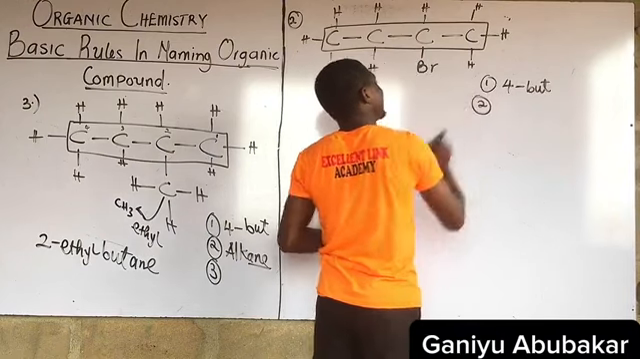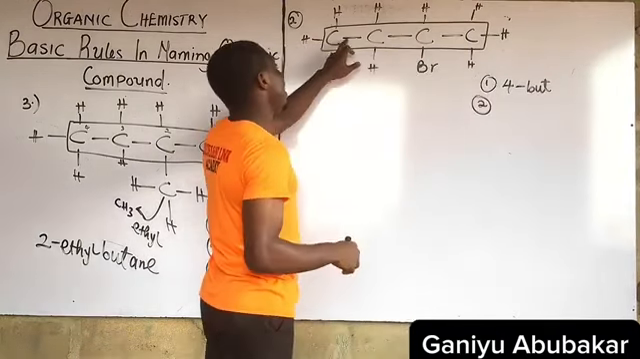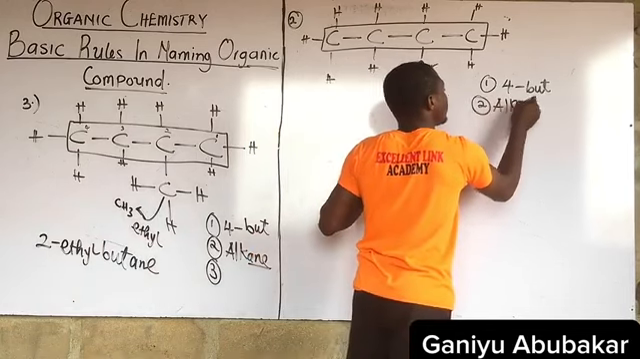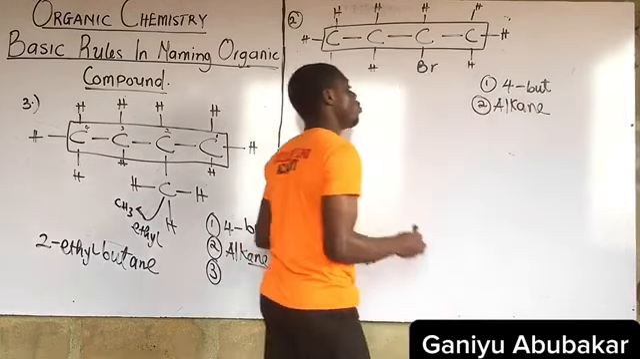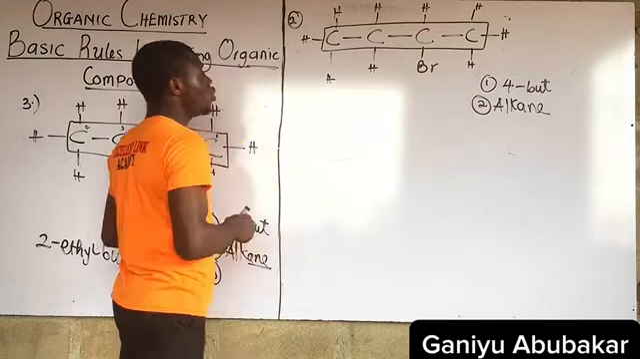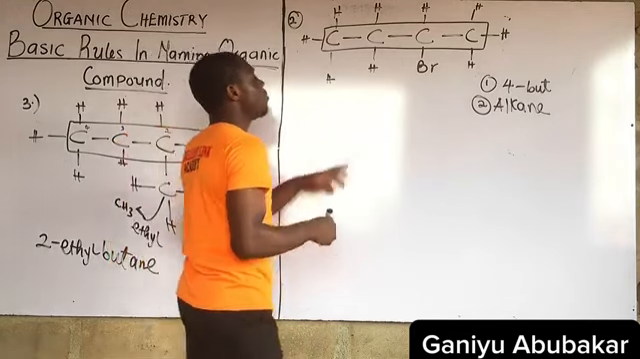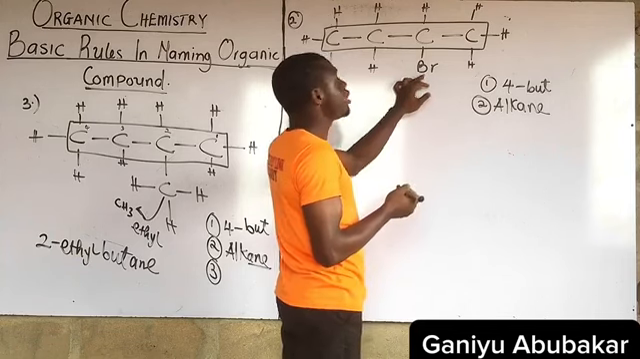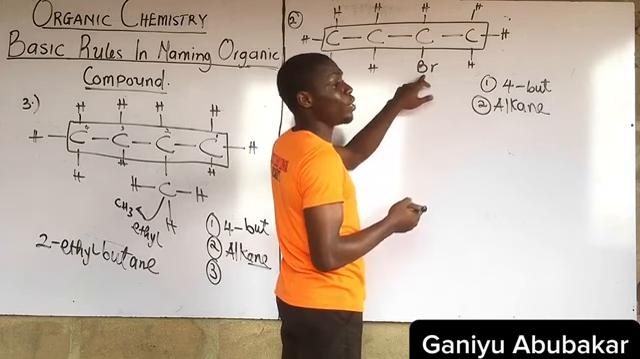Rule 2 says identify the functional group. This is what? A single bond. That's alkane. I have alkane, a single bond. What's rule 3? Rule 3 gives the idea of what? Substituent. So this is a substituent here, bromine, a substituent.